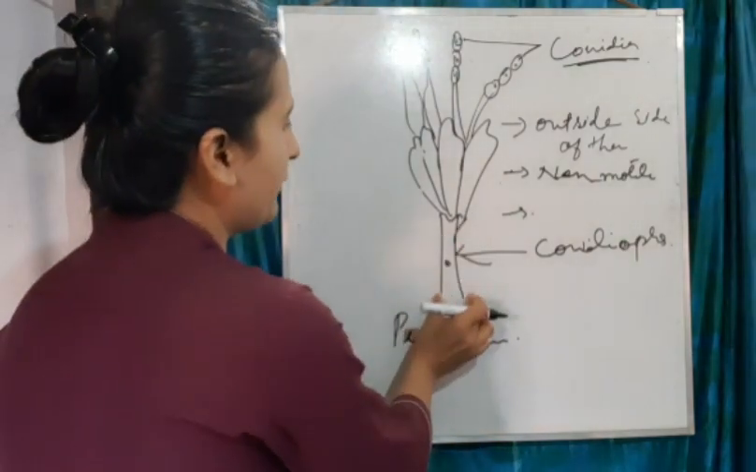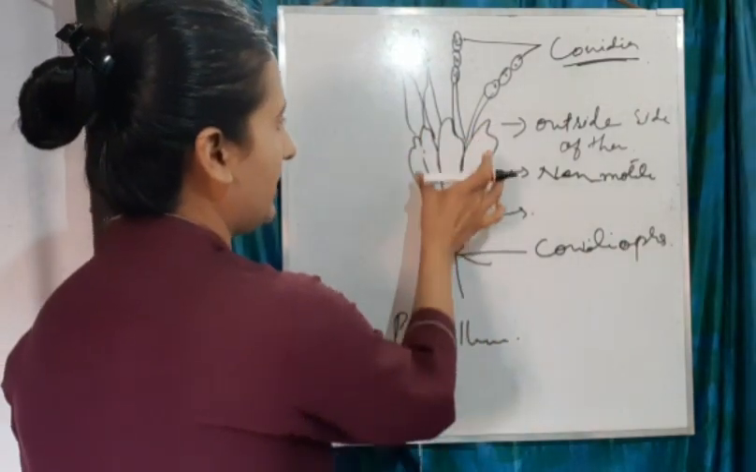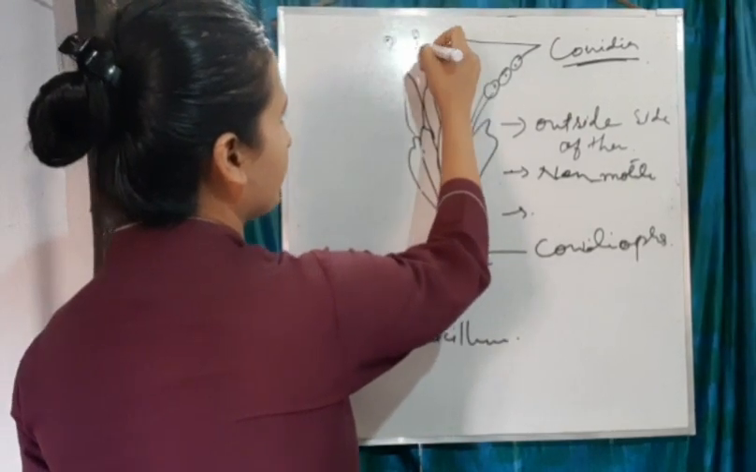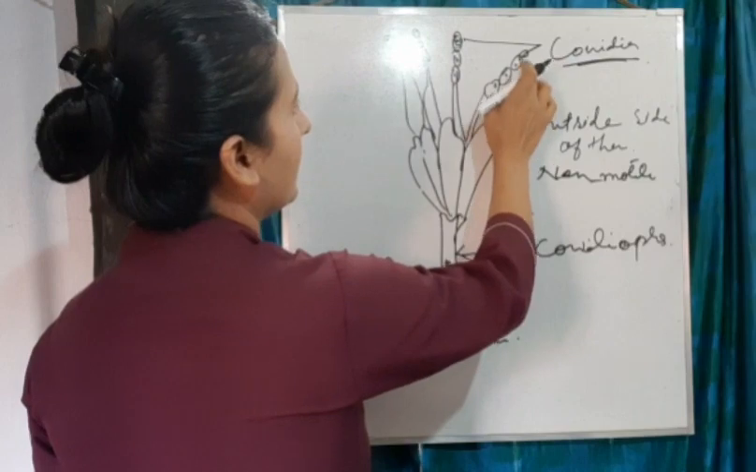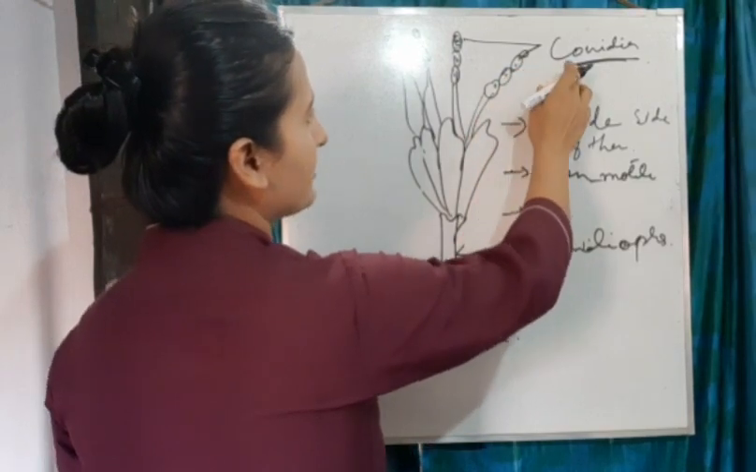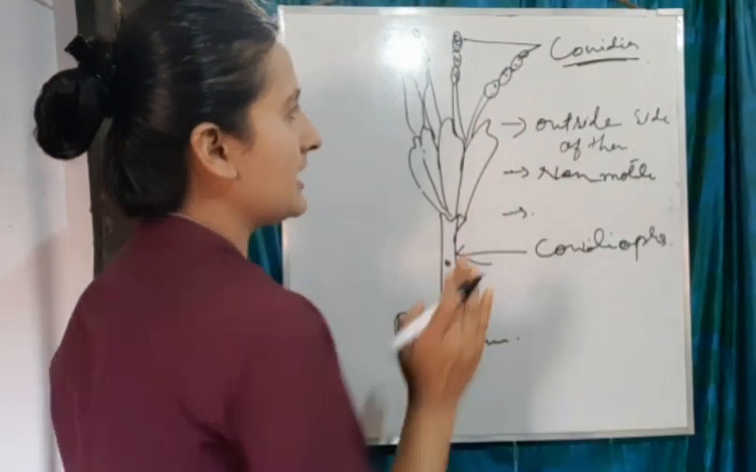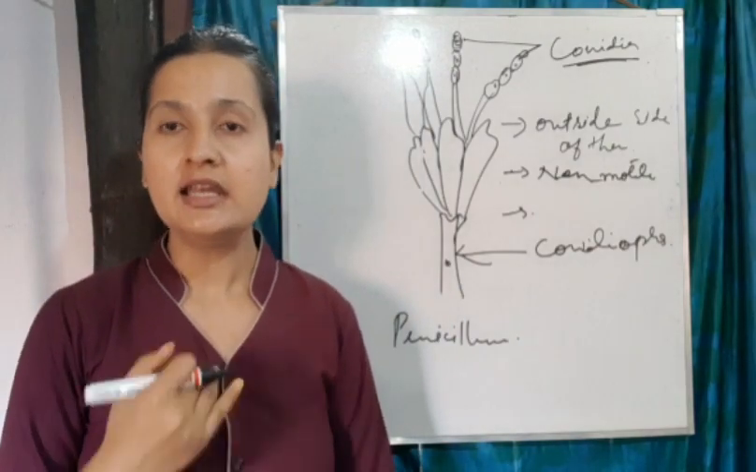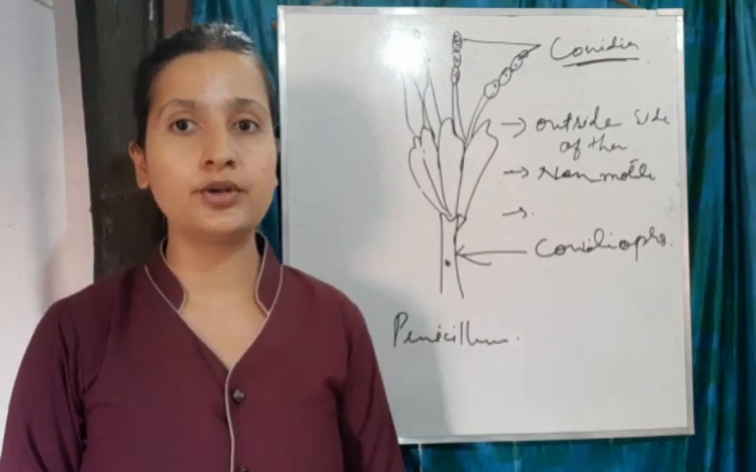This is your conidiophore. It's a branch-like structure, okay? And at the tip of this hyphae, this branch-like structure, spores are formed, which are called conidia. They are non-motile, they do not move, and it takes place outside the body of the parent, okay? It is then your exogenous sporulation.